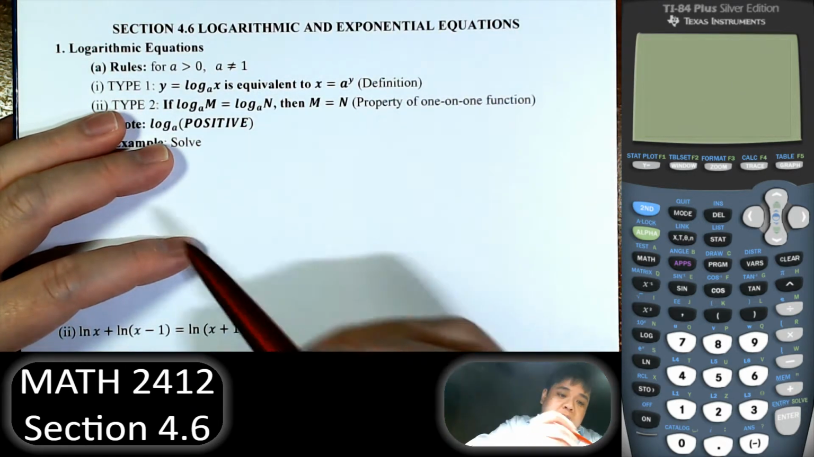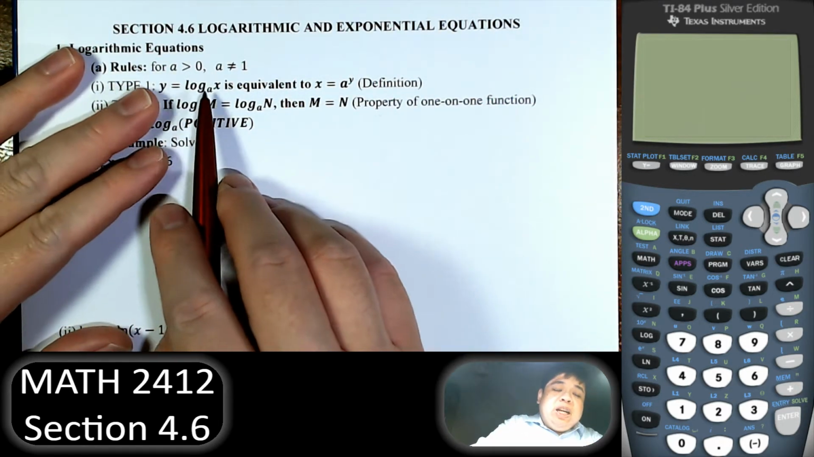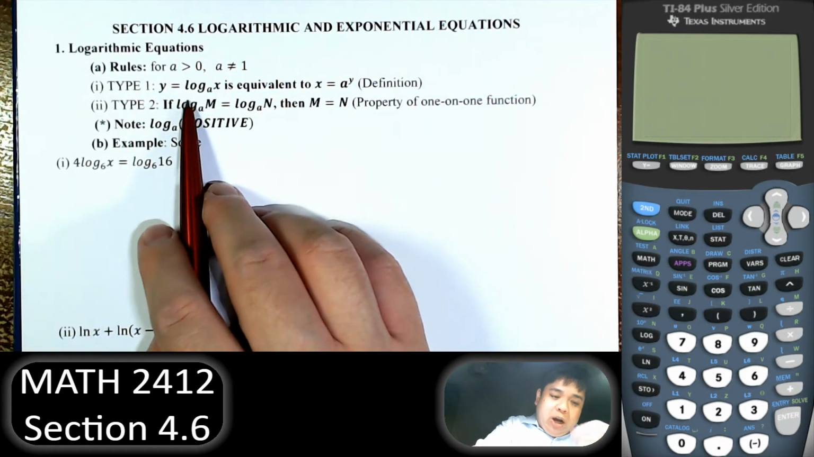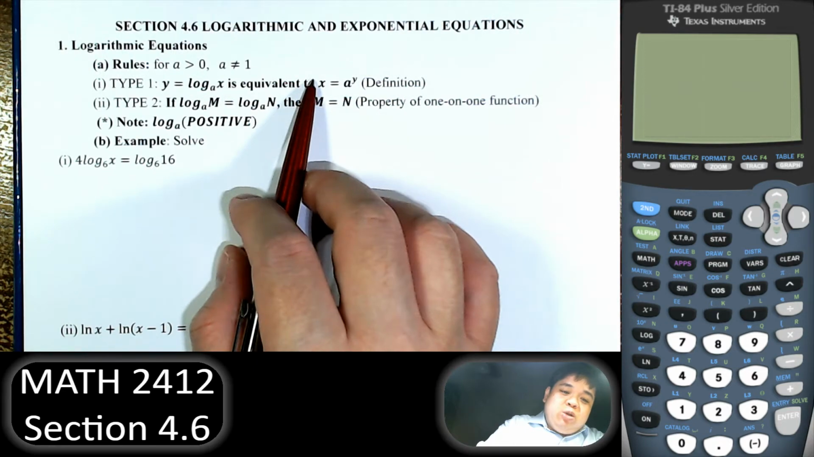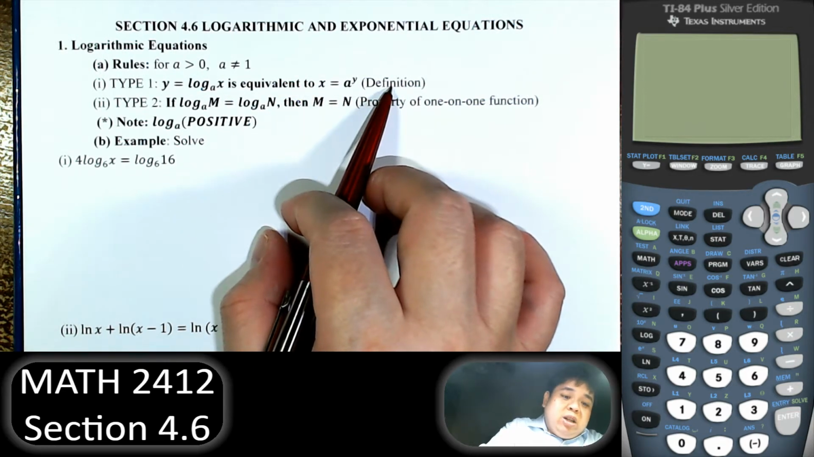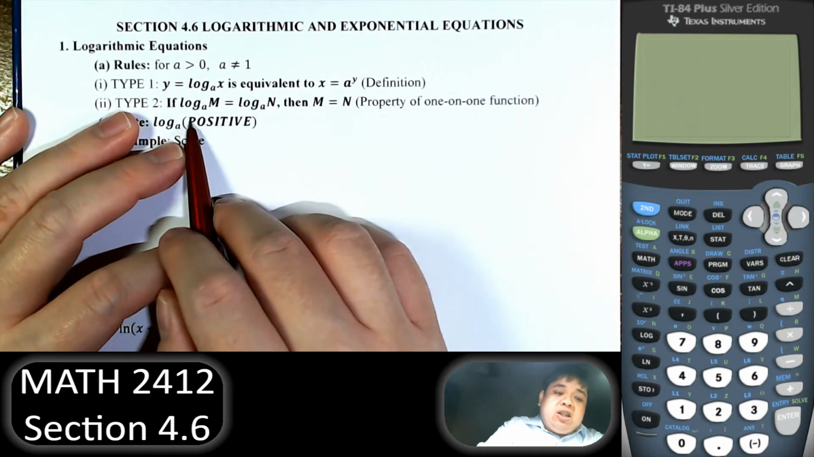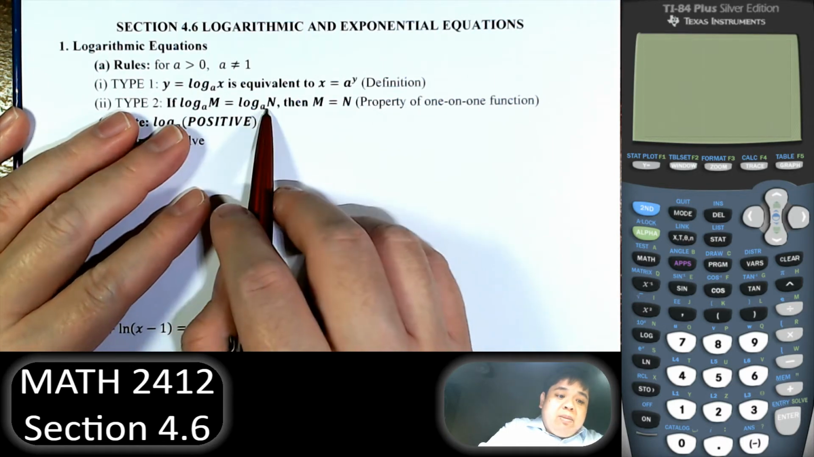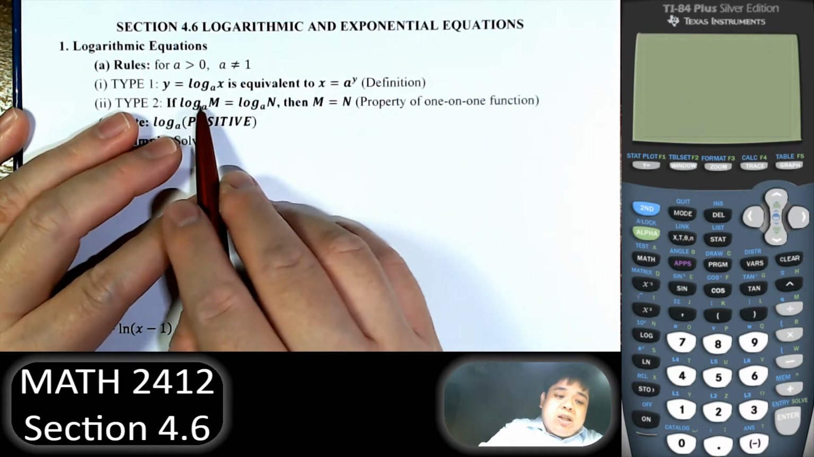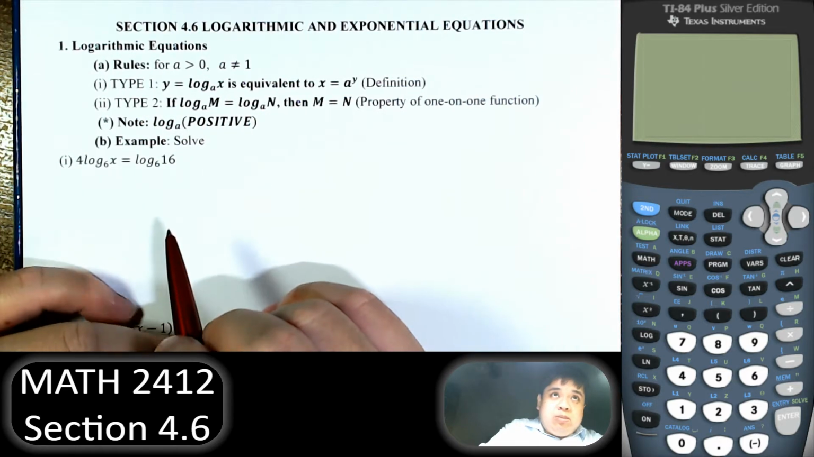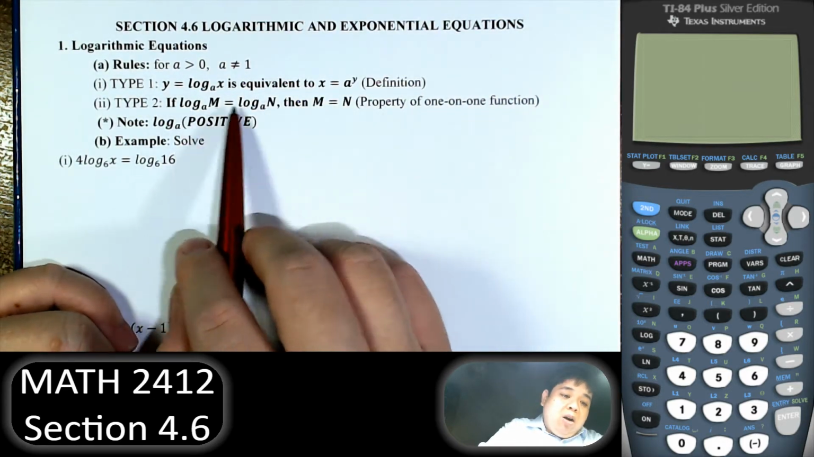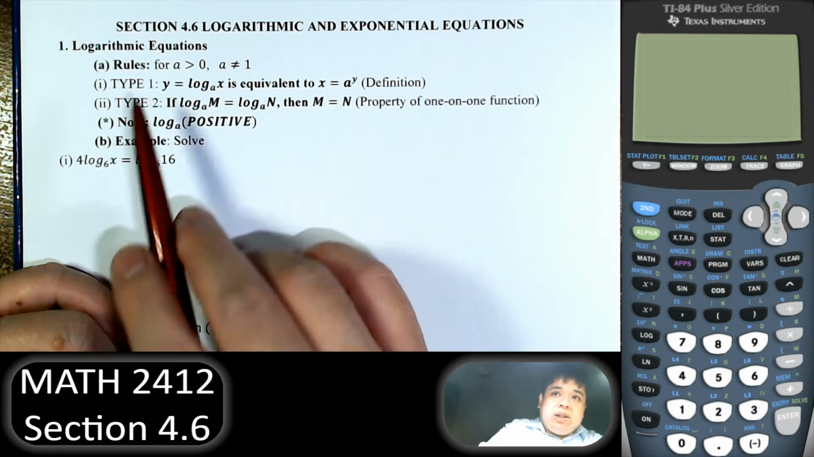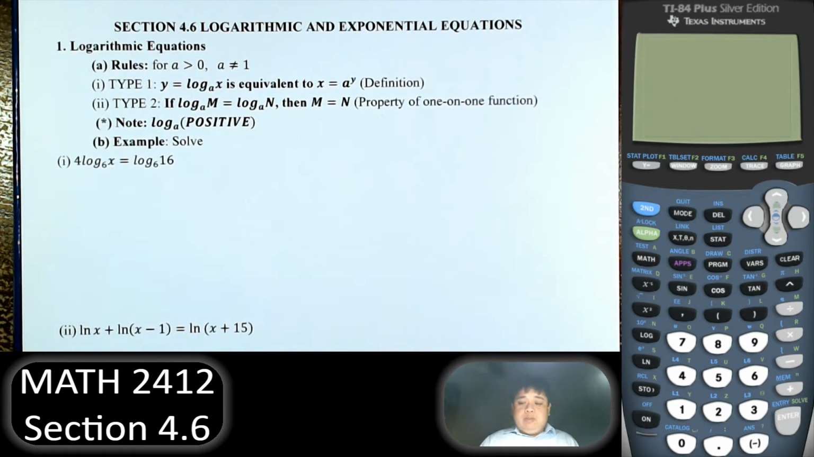The first type is where we have a number equal to a log, and in that case we can swap to exponential form, using the definition. The second type is when we have a log on both sides. If the bases are the same, the arguments would be the same, so those kind of cancel out. So two types: where we have logs everywhere and where we have a log on only one side.